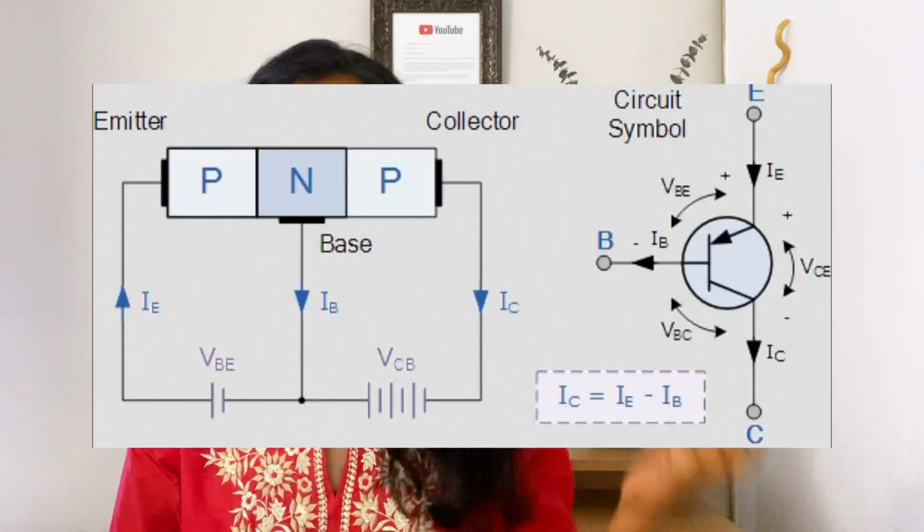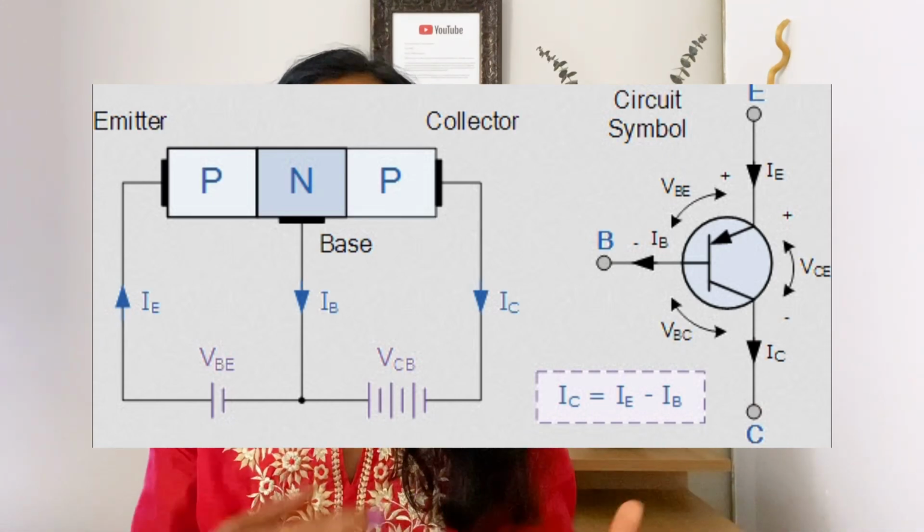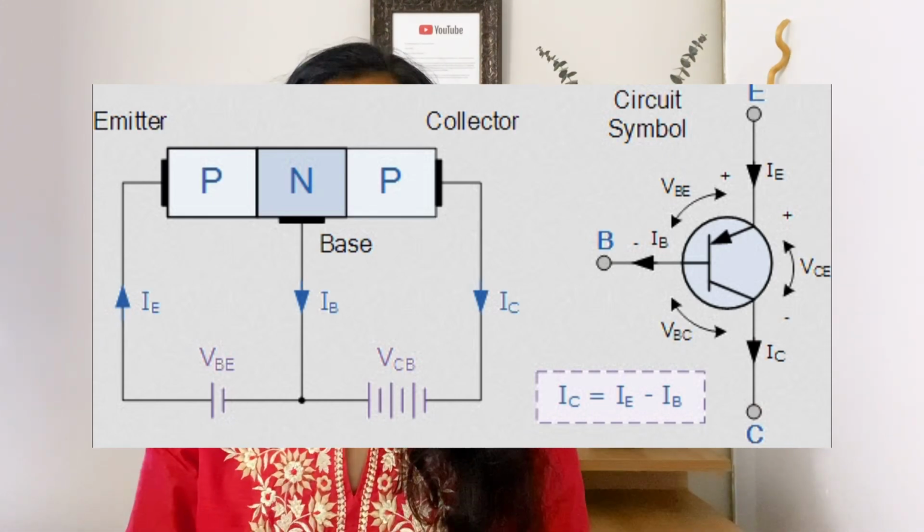The number of depletion layers in a transistor is equal to the number of PN junctions. When a PN junction is formed, after a point, it starts to deplete. So if there are two PN junctions, there will be two depletion layers.